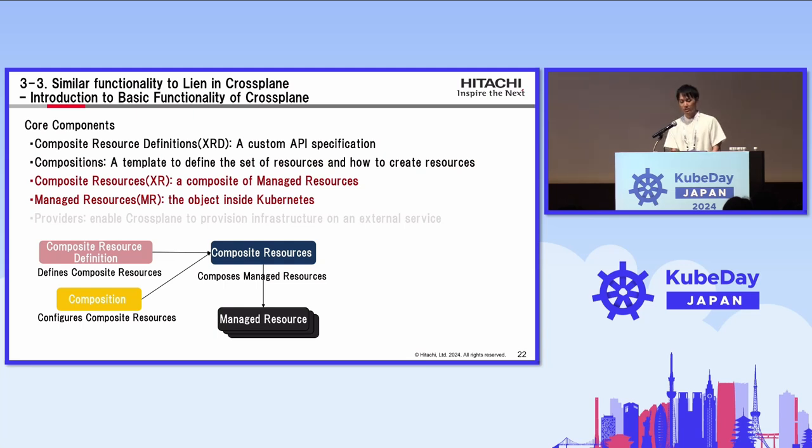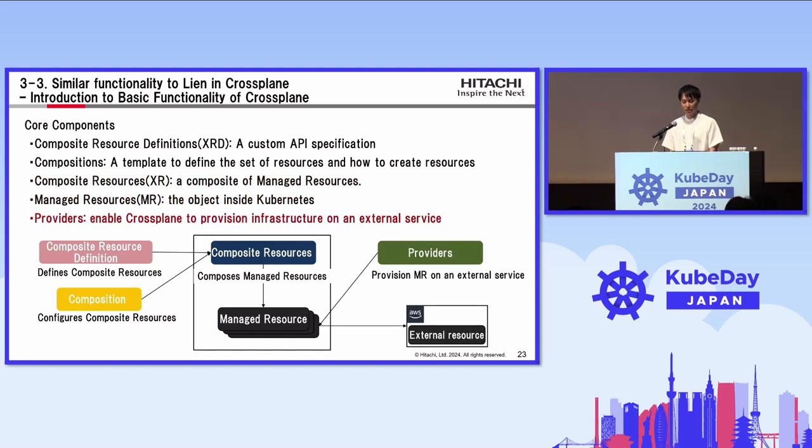Third component is composite resources. A composite resource is composed of managed resources as a single Kubernetes object. Crossplane creates composite resources when users access a custom API defined in the composite resource definition. Composite resources use the compositions to create new managed resources. Fourth component is managed resources. Managed resources are objects inside Kubernetes. Examples of managed resources include AWS EC2 instance, Google Cloud GKE cluster, Azure database for PostgreSQL.